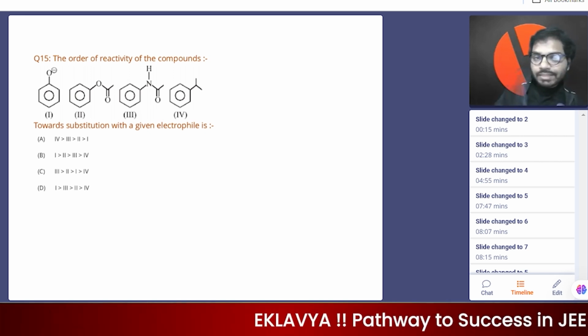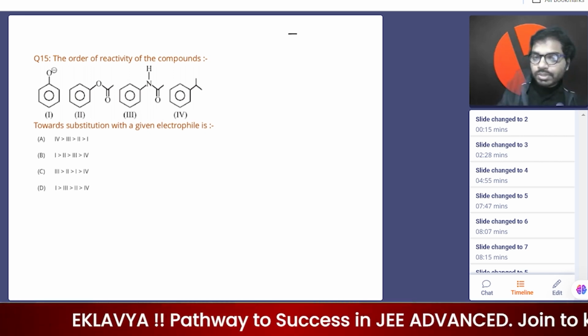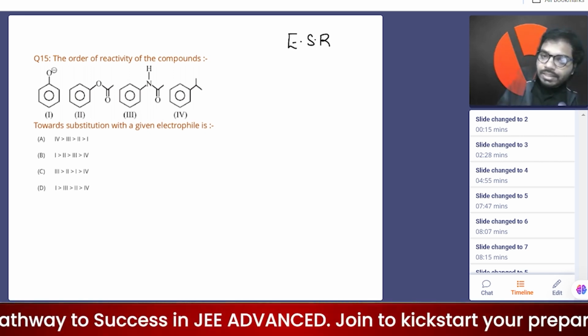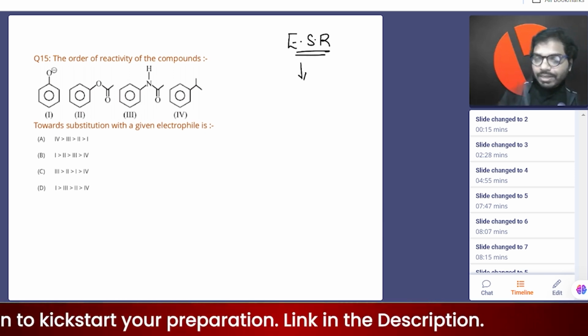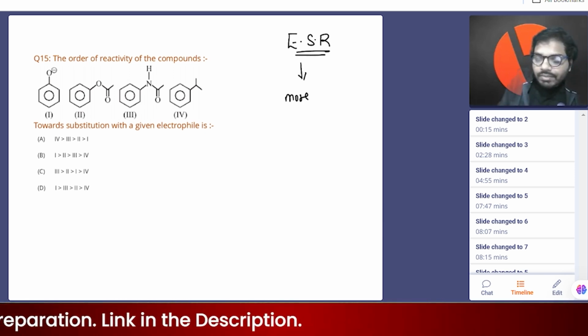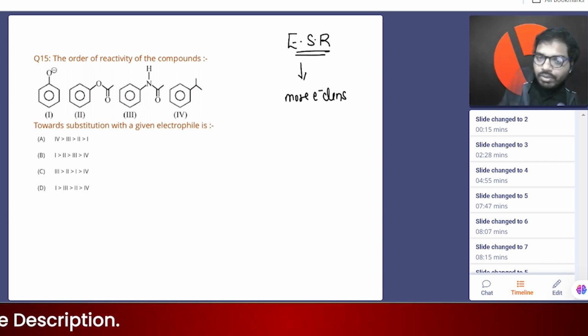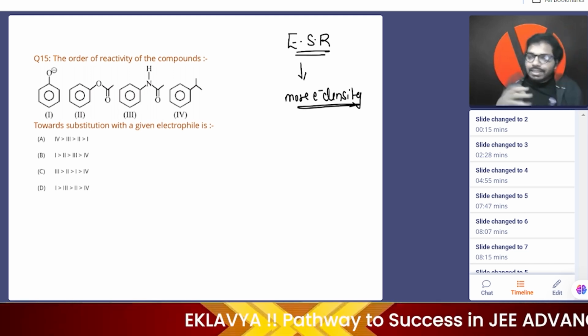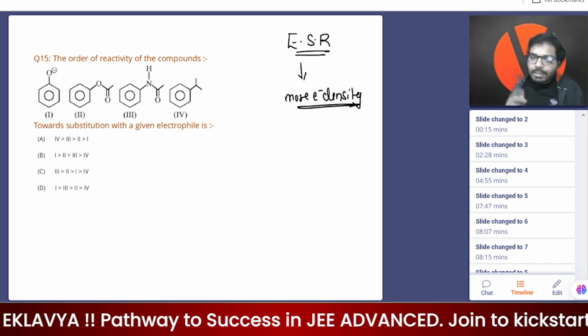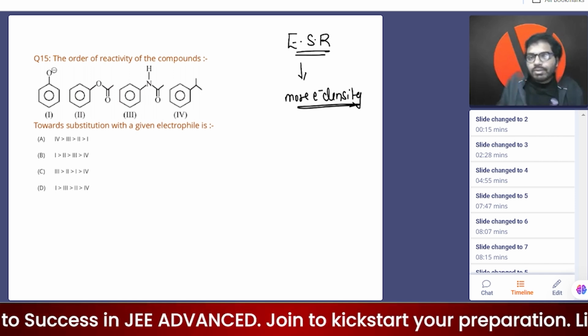Okay. In the next question, they are asking the order of reactivity of the compounds towards substitution with the given electrophile. I mean, they are asking about the electrophilic substitution reaction. The electrophile substitutes only when the compound has more electron density. The greater the electron density, the more easily the electrophilic substitution reaction will occur. So we have to check the electron density here.